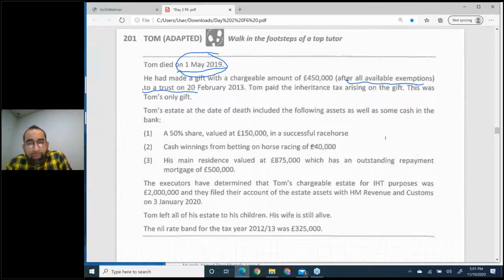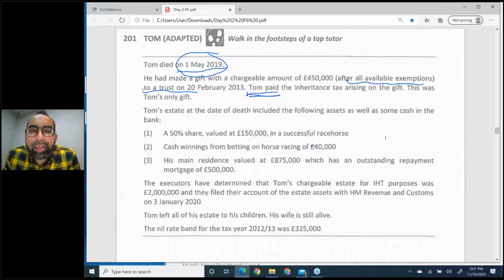Now we all know for a CLT you have to pay lifetime IHT on the first installment, and for the first installment there are two options: either the donor can pay or the trustee can pay. Tom paid the inheritance tax arising on the gift, which means the donor is paying. So what should be the rate of lifetime IHT? Definitely 25%. I already told you three or four times. So for this gift, 25% should be used.